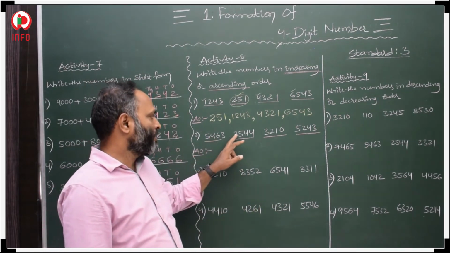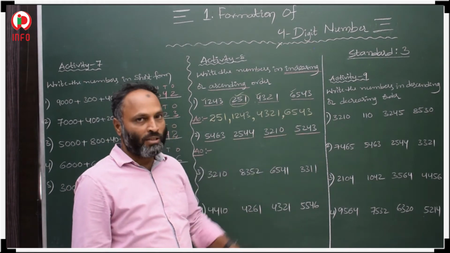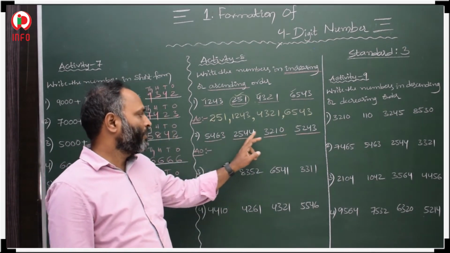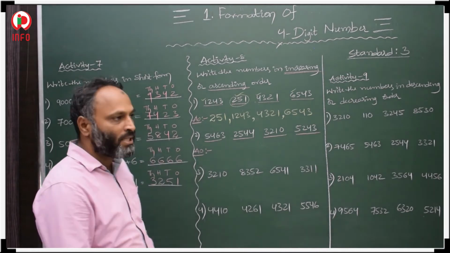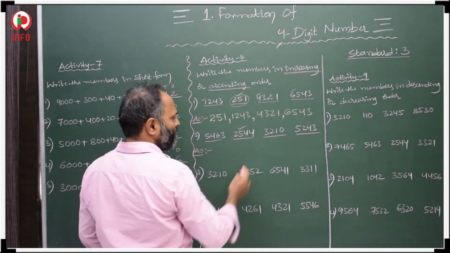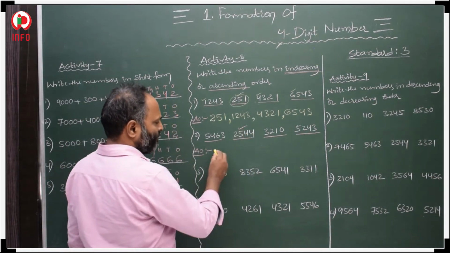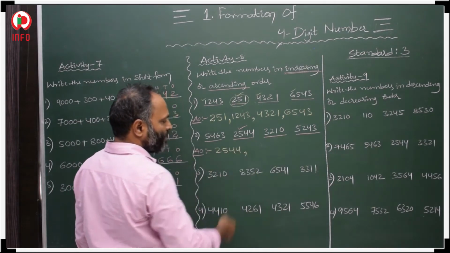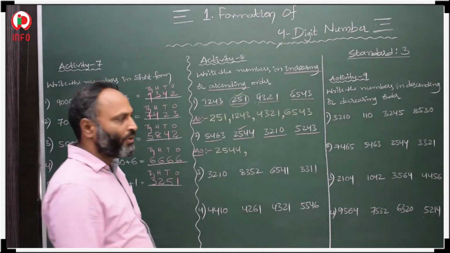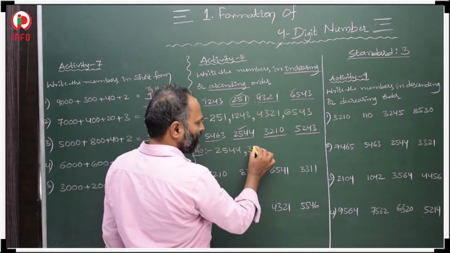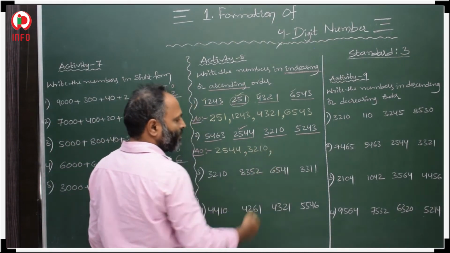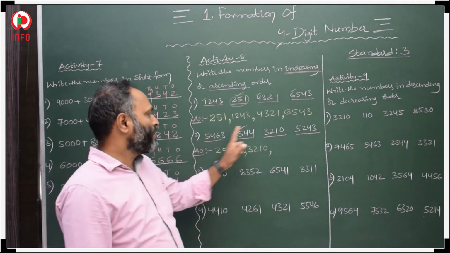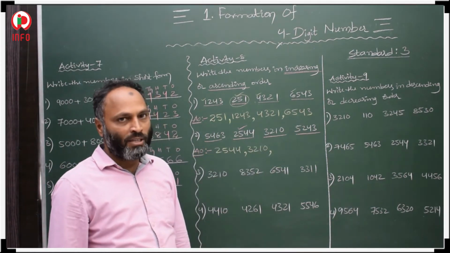5000, 2000, 3000, 5000. 5, 2, 3, 5. 2 is smaller. This we have to take first, the smaller one. 2544, this is first. Bigger than this is 3210. Next 5000. In these 2 cases 5000 is there.